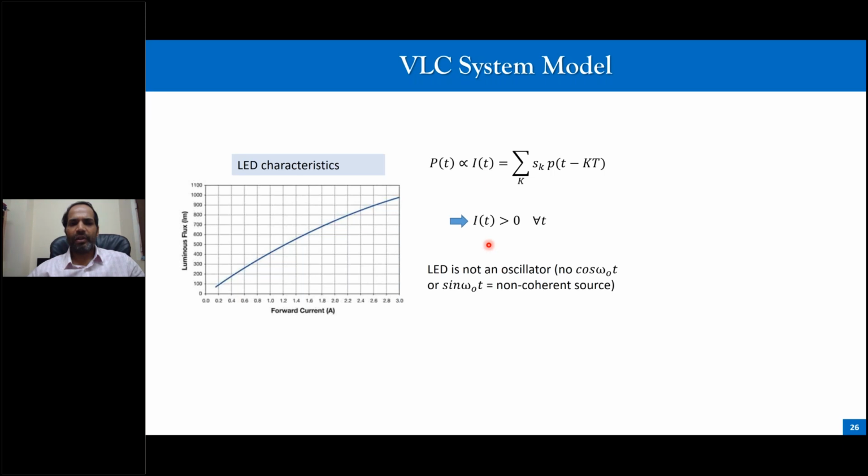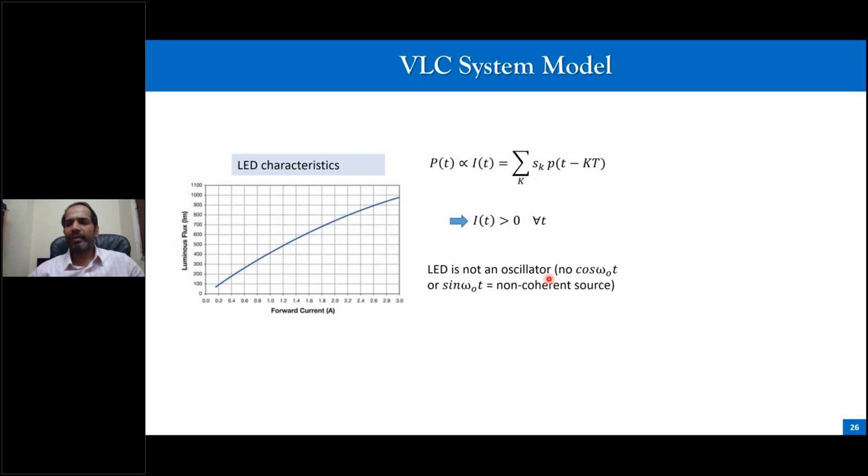Now there is one restriction that is not there in normal RF communication. In RF communication, you can have i(t) even negative, but in optical communication, especially if we are using LEDs and lasers, both are diodes. So we have the current to be positive. Now if we like to understand the characteristics of LED, it is not an oscillator.